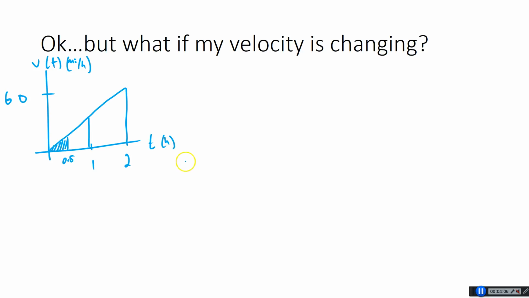So again, we're just trying to figure out why this area is important to what we're going to be doing. In this case, if I wanted to find the area to find the distance, I can just use a triangle, right? It's just geometry. The distance traveled is going to be 1/2 times base times height, so 1/2 times 2 times 60. So 1/2 times 2 is 1, times 60 is 60 miles.